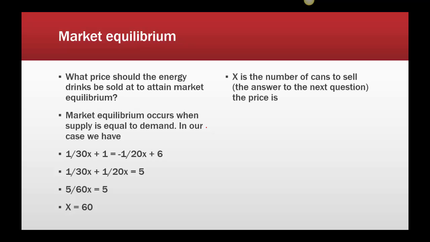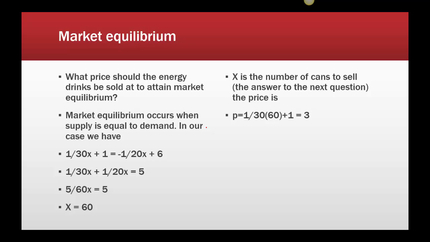All right, so with this, x is the number of cans to sell. So this is the answer to the next question, right? It's not the answer to the question we're asking. So this market equilibrium where we solve for x is 60, we know we're not going to pay $60 a can, right? So don't get confused with what we're answering here. We're still answering for the price. Price is P, so I need to go back and plug that in. I chose to put it into the 1 over 30x plus 1. You could also put it into the negative 1 over 20x plus 6. Because they're equilibrium, they will give you the same answer.